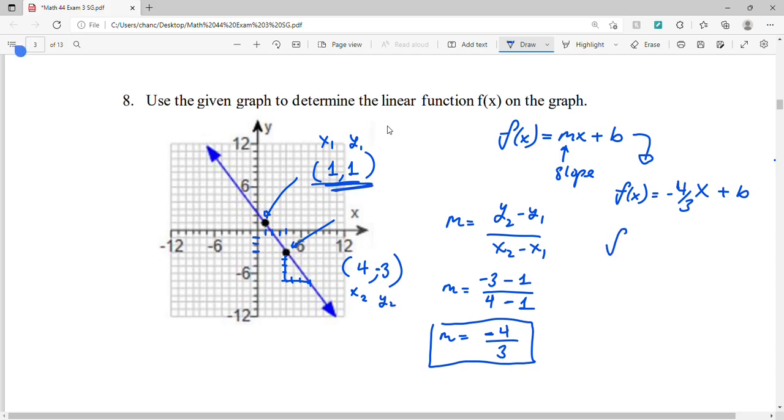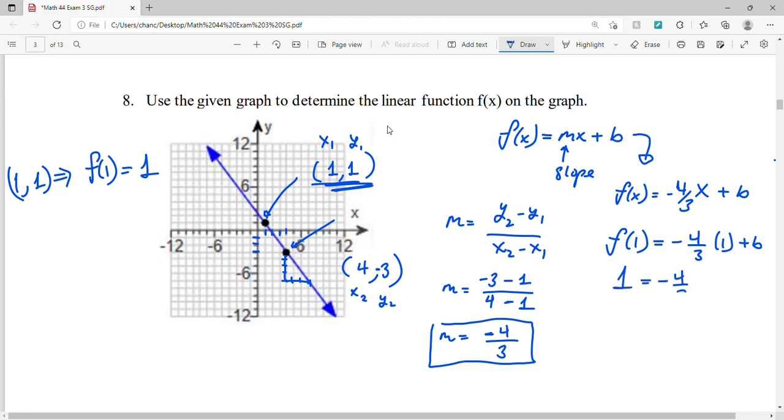I know f of 1 means substitute a 1 into the equation. But f of 1 is supposed to be equal to 1. That's what 1, 1 represents. 1, 1 implies f of 1 equals 1. The input is 1, the output is 1. So I can say that this is 1 equals negative 4/3 plus b.